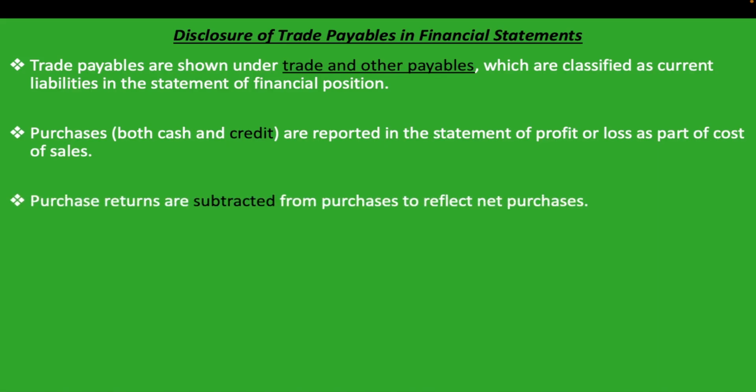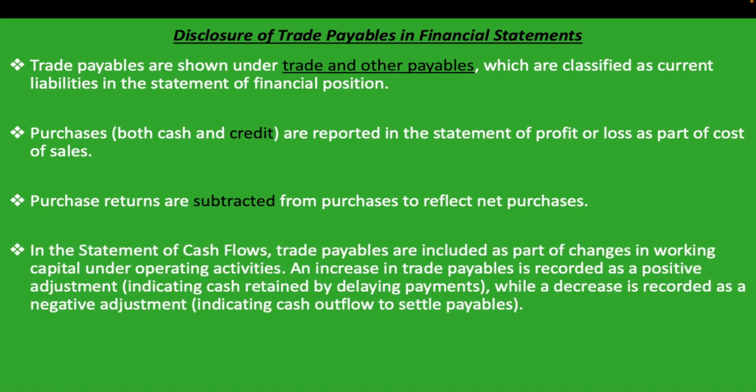Thirdly, purchase returns are subtracted from purchases to reflect net purchases. And so we've already mentioned the subsidiary book that relates to trade payables. And one of them is purchases returns journal. Whatever we've returned to our suppliers is deducted from purchases to reflect the net purchases at the end of the period. And fourthly, in the statement of cash flows, trade payables are included as part of changes in working capital under operating activities. And so you'd understand this if you already know how to do the statement of cash flows.